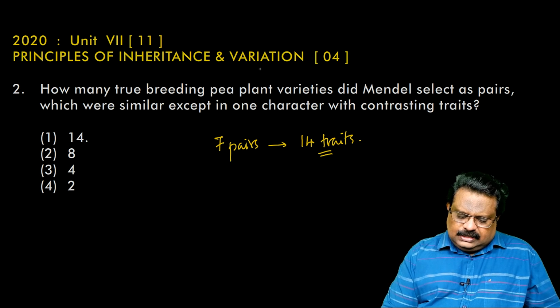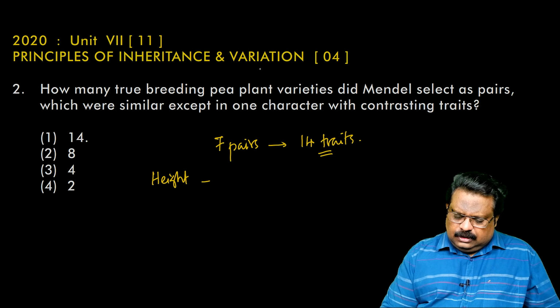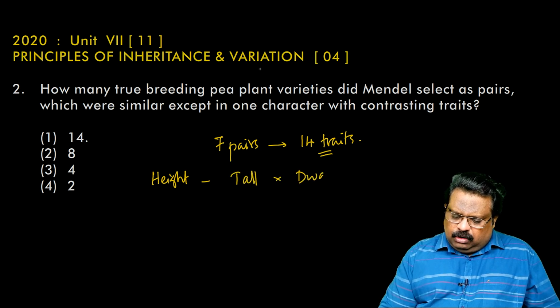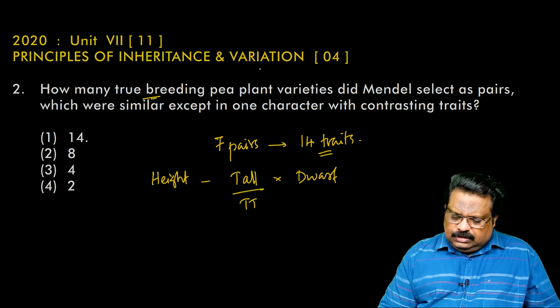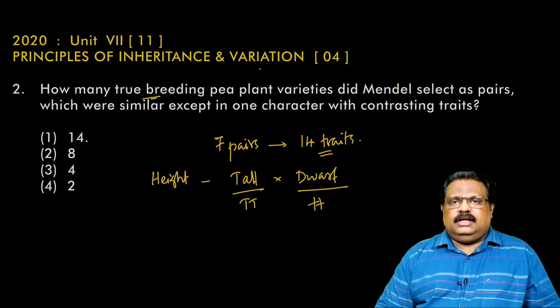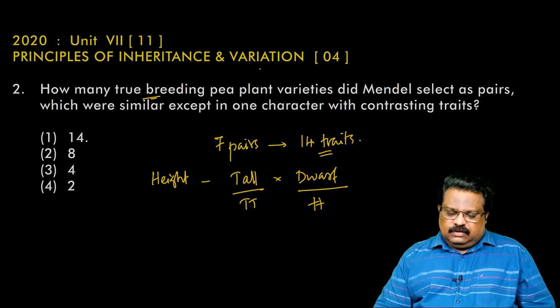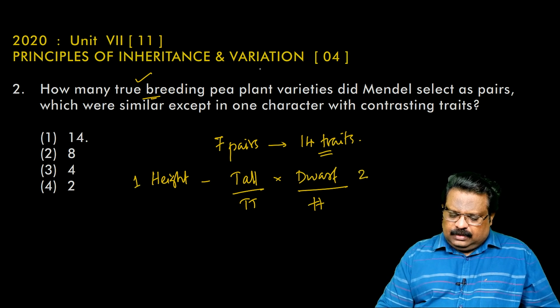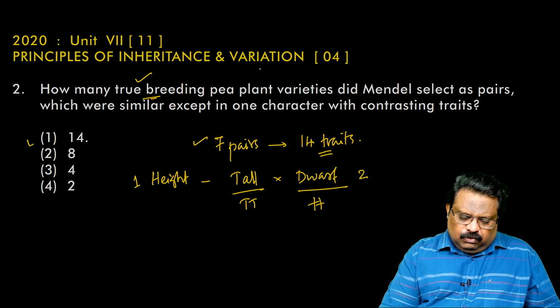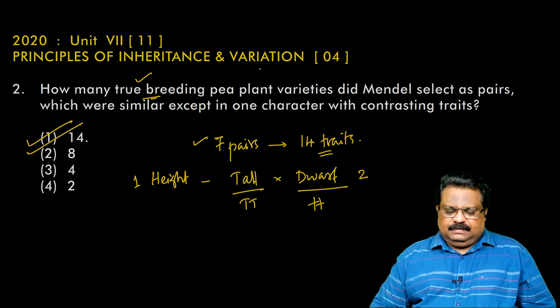For example, if it is height, a true breeding tall pea plant and a true breeding dwarf pea plant. True breeding means homozygous, capital T and small t, isn't it? The homozygous condition is otherwise called true breeding. So how many true breeding? For one character, 2 breeding varieties are there. So for 7 characters, 14 true breeding varieties are selected, isn't it?